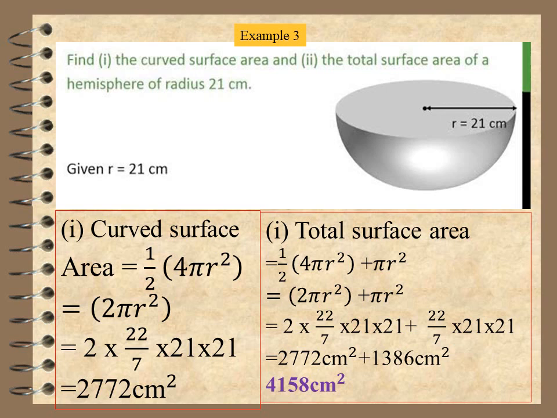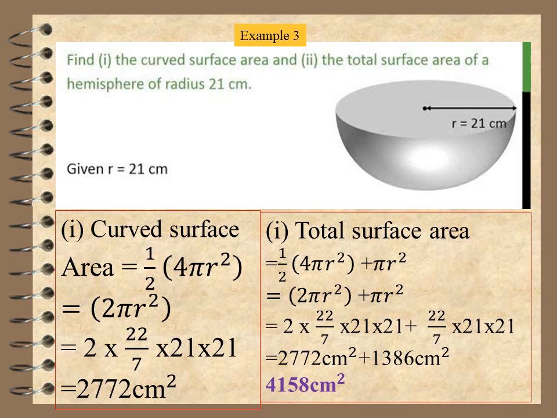Remember, our pi is 22 over 7 and the radius in this case is 21. So the curved surface area of this hemisphere will be 2 times 22 over 7 times 21 times 21, which will give you 2,772 centimeters squared.